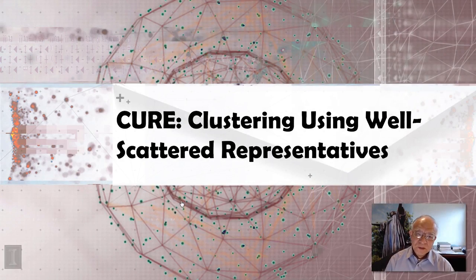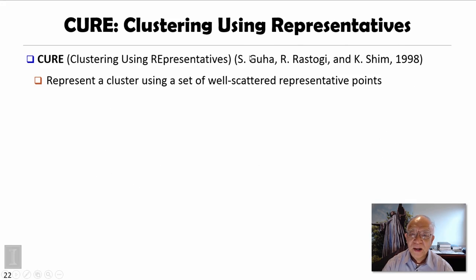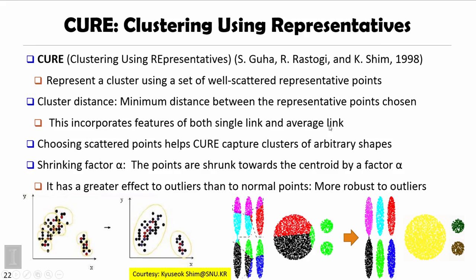Hi, in this session, we are going to introduce another extension to the hierarchical clustering method called CURE, Clustering Using Well-scattered REpresentative points. It was developed by a group of researchers at Bell Labs in 1998. CURE represents a cluster using a set of well-scattered representative points. Let's look at the details of CURE.